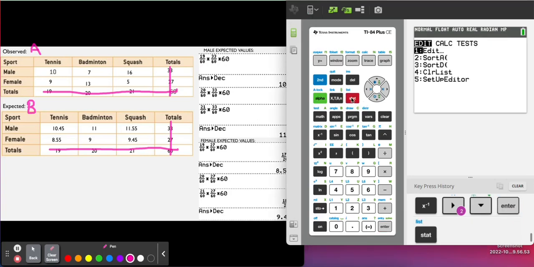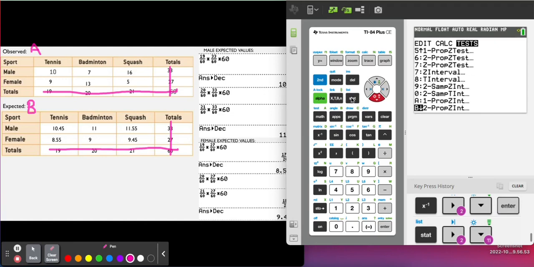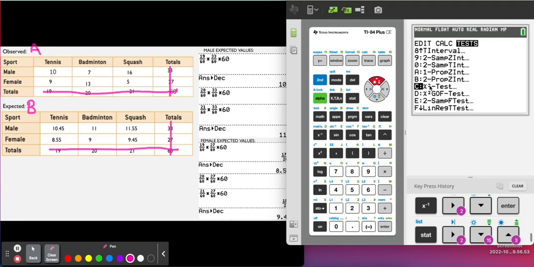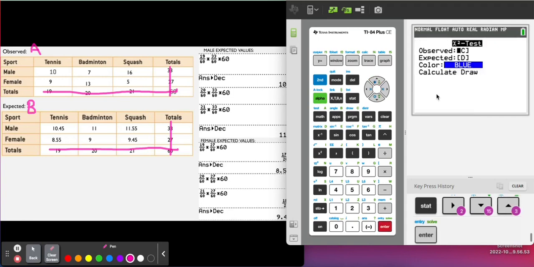Now we're going to go into stats, test, and we need to scroll down until we find our chi-squared test. Notice that there's two chi-squared. The first one is going to be our independence. The second one is the goodness of fit. So I choose this first one. Now remember, my observed and expected were A and B.